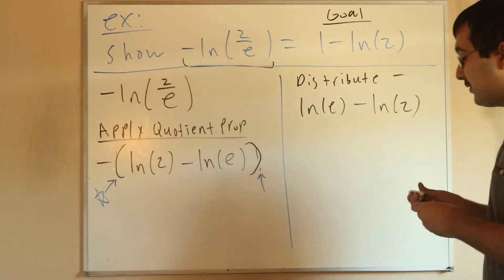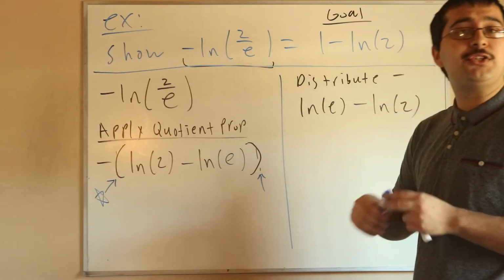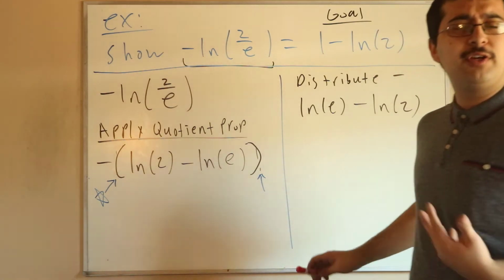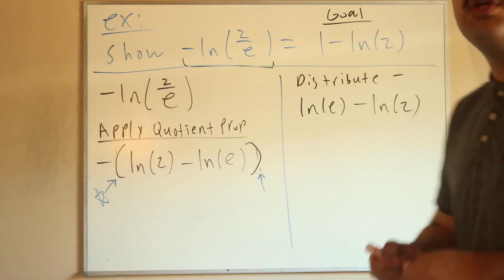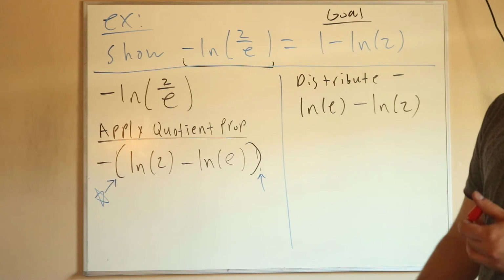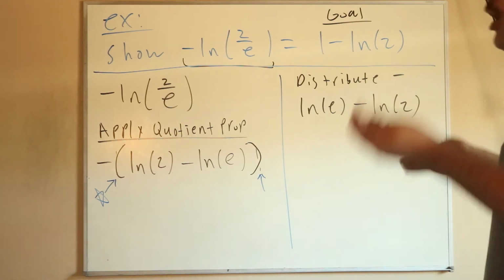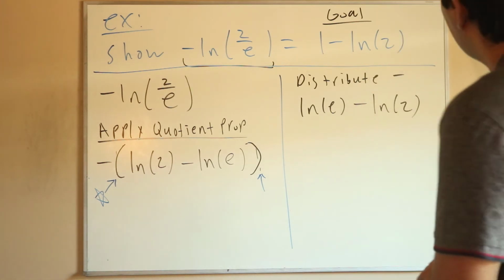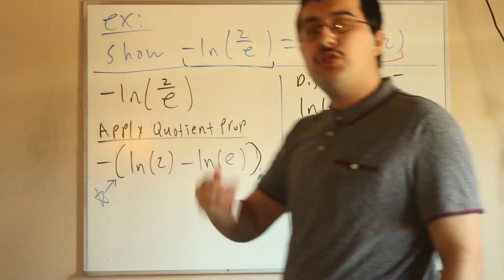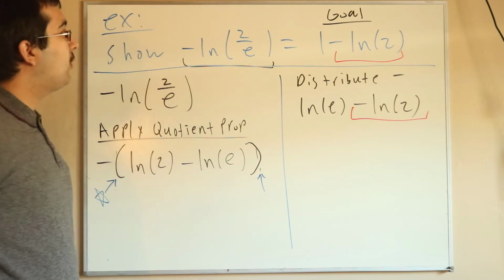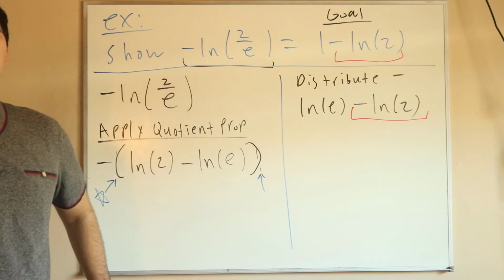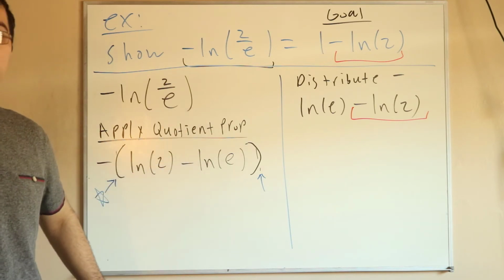From here, we should take a step back. We've done 2 steps. Let's reorganize ourselves, reaffirm what our goal is, and see how we're doing. My goal is 1 minus ln of 2. I now currently have ln of e minus ln of 2. So we're pretty happy at this point. Why? I have that minus ln 2, a majority of what I'm looking for in that goal solution. The only thing is I'm missing 1. I need to somehow get a 1 into this expression I currently have.